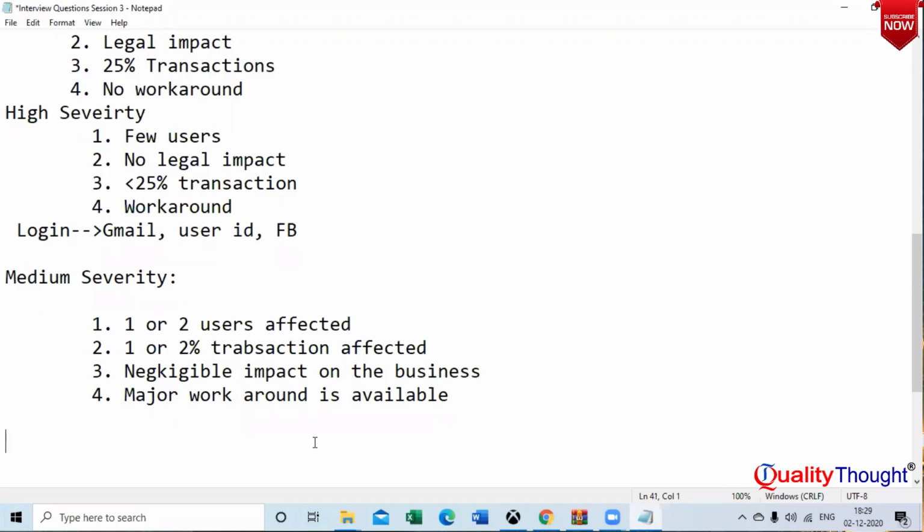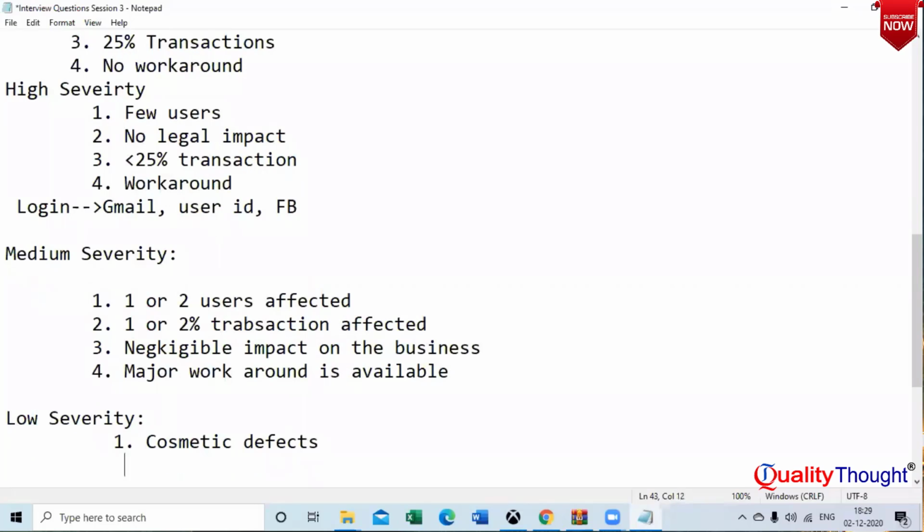And coming to low severity. Low severity defects are called cosmetic defects. What do I mean by cosmetic? Low severity defects are called cosmetic defects.